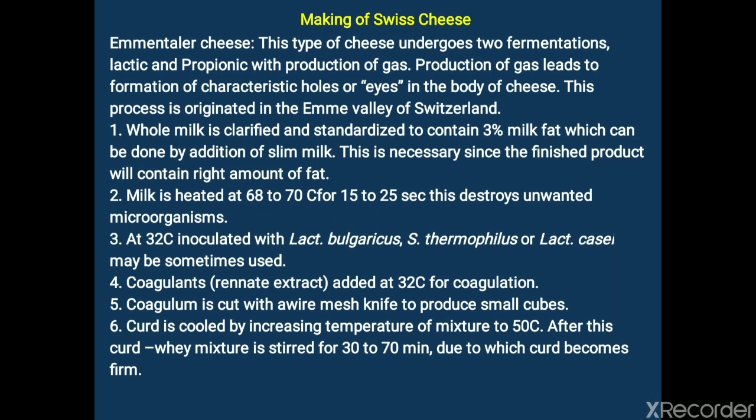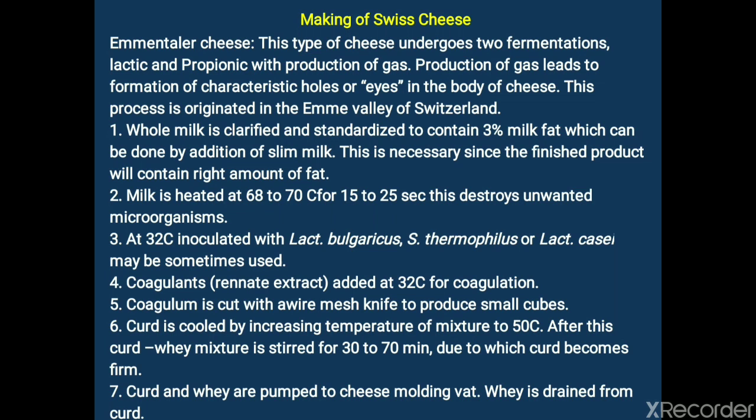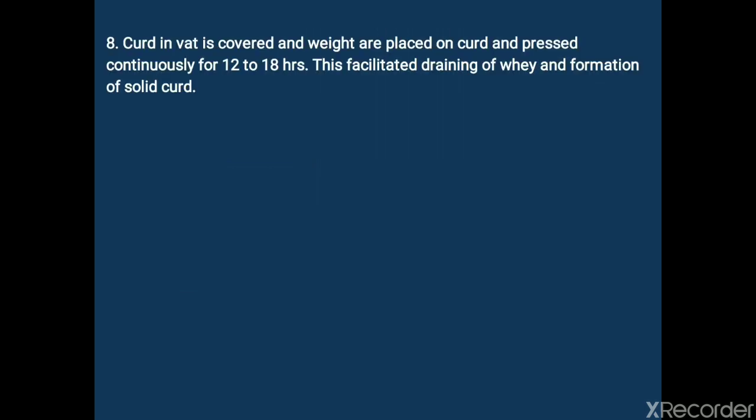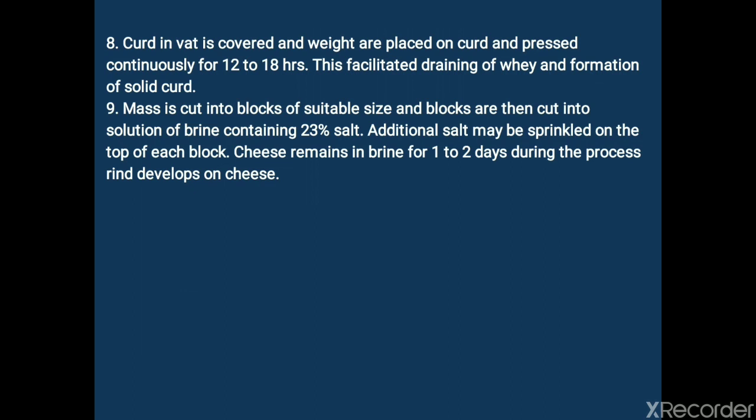So this step involves heating. That means this heating process removes water and helps the curd particles to join together. The process is called the knitting process. The curd and whey are pumped to the cheese molding vat. Then whey is drained from the curd. Curd in the vat is covered and weights are placed on the curd and pressed continuously for 12 to 18 hours. This will facilitate the draining of whey and formation of solid curd.